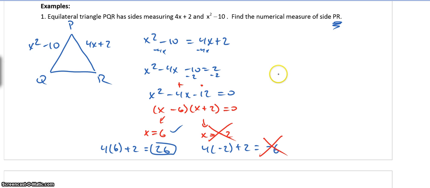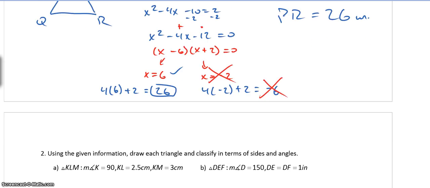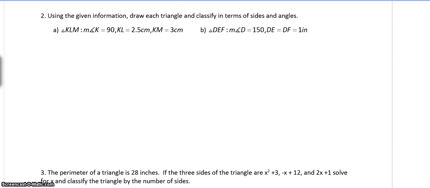6 is our only solution. And to answer the question, PR is 26 units. Alright, that's first one down, 2 to go. Now number 2: use the given information, draw each triangle, classify in terms of sides and angles. So it wants us to classify sides and angles.